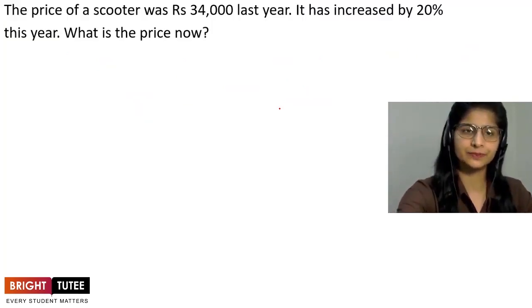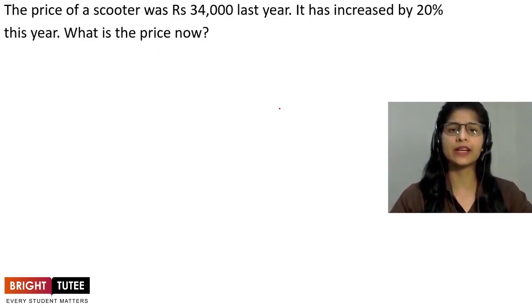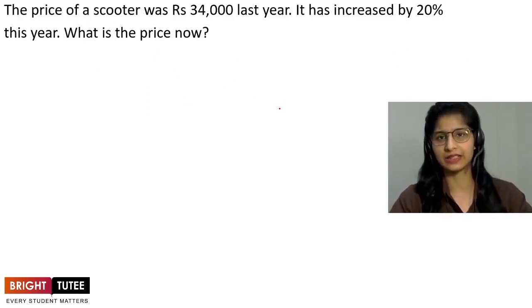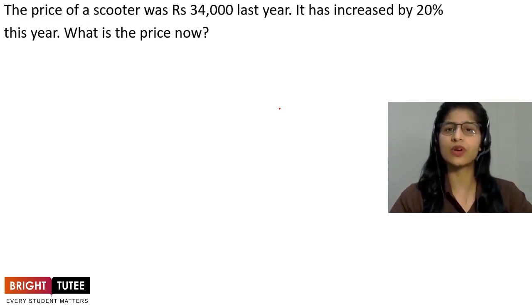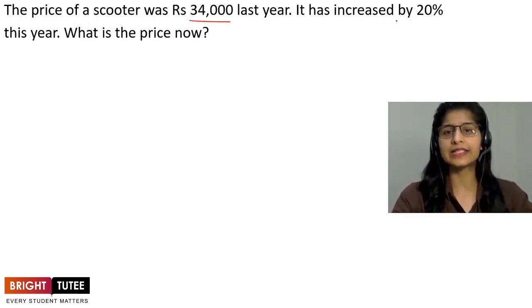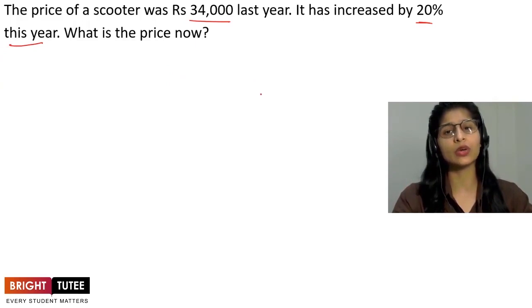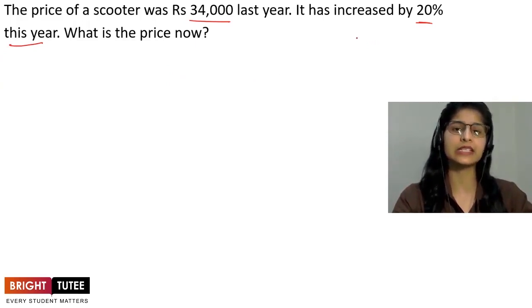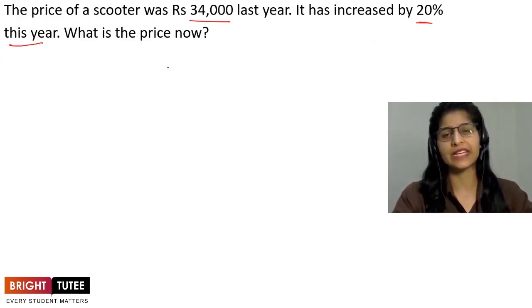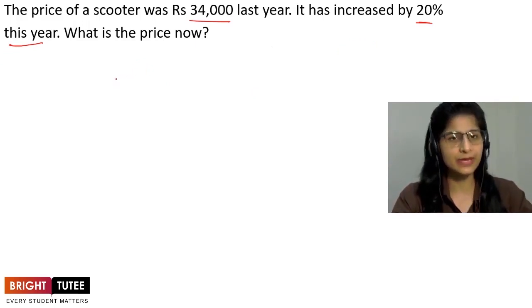So just see here, here is a question. It says the price of a scooter was rupees 34,000 last year, and it has increased by 20% this year, right? That means it has gone up by 20%. So what will be the new price after making an increase of 20%?